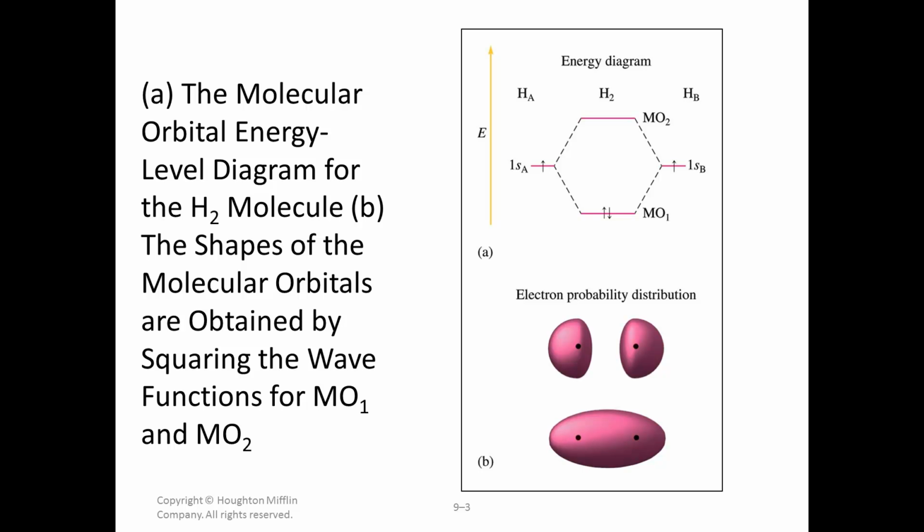The probability along that internuclear axis gives rise to our sigma bond, which is our bonding molecular orbital. Notice that our antibonding orbital is higher in energy than our bonding orbital. These molecular orbitals, again, are just electron probability distributions.